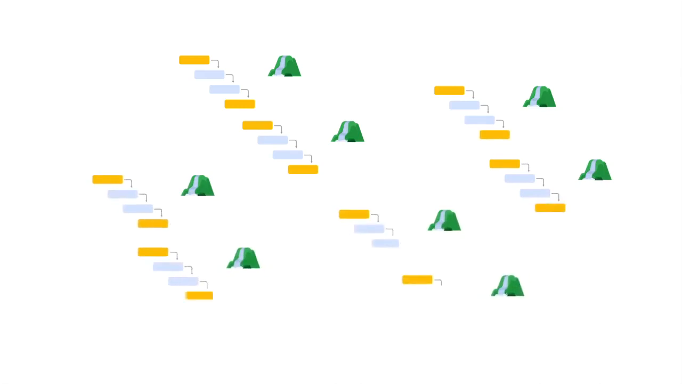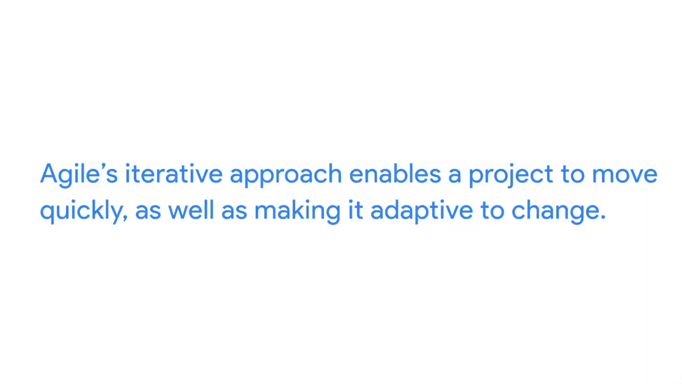During each iteration, the team takes a subset of all the project's activities and does all the work required to complete that subset of activities. You can think of it as a lot of mini waterfalls for each activity. This iterative approach enables the project to move quickly, as well as making it much more adaptive to change. So the term Agile means flexibility, repetition, and openness to change.